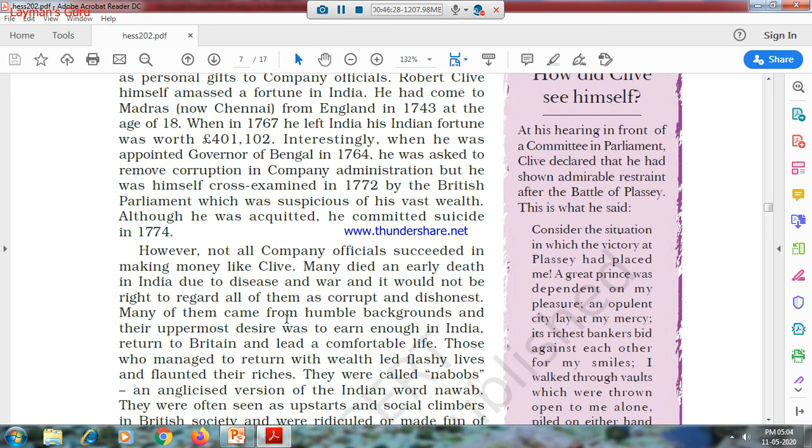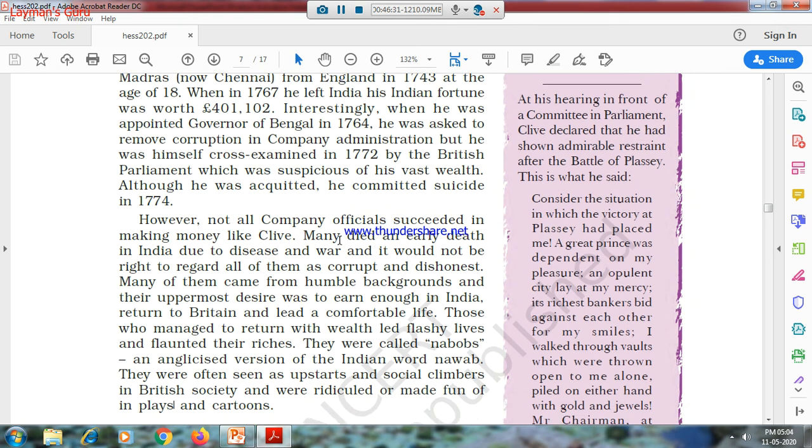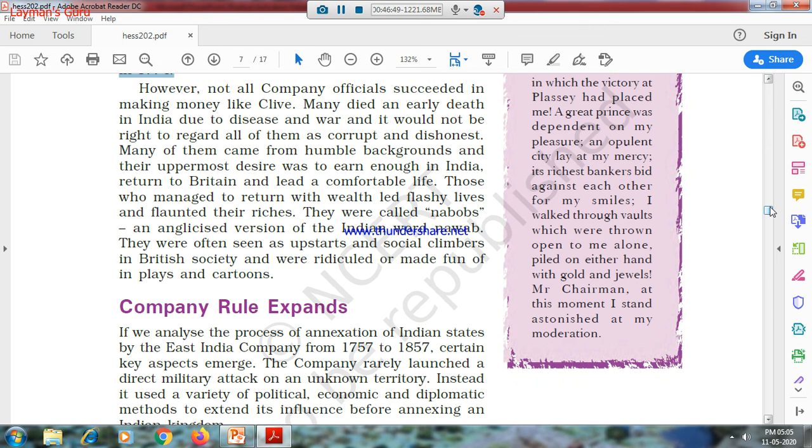But anyway, after some time, it says he committed suicide in 1774. He did not commit suicide out of guilt and all. He committed suicide under the influence of opium. It's a drug. So Nabob is the Anglicized version of the Indian word Nawab.